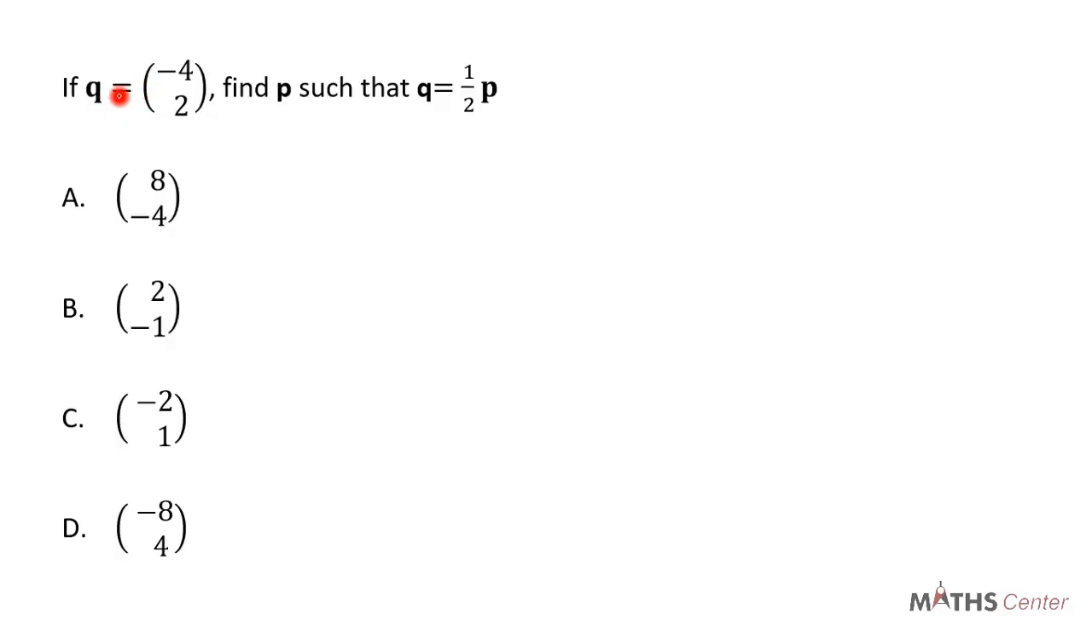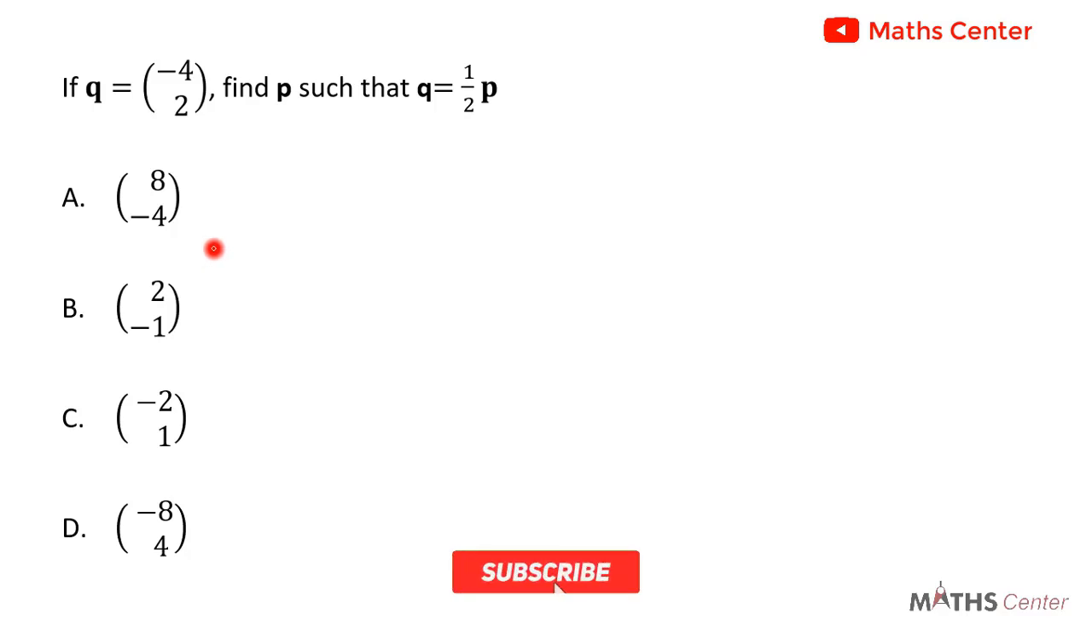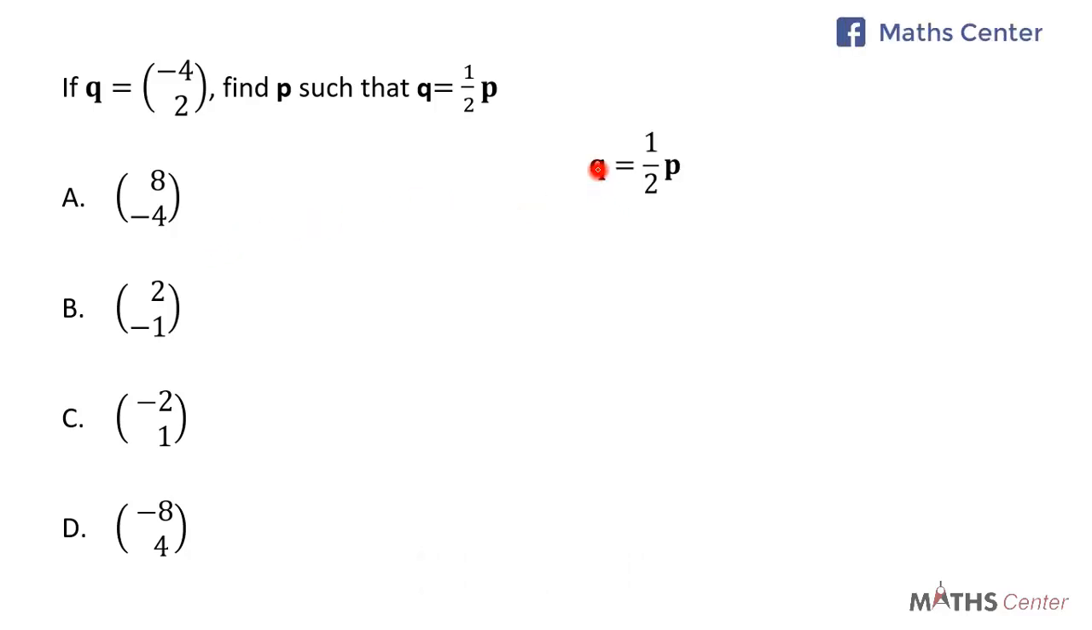If K is equal to (-4, 2), find P such that K is equal to half of P. This is a multiple choice question, and so we will solve the question, and after that we will pick the correct option. The equation given to us is K is equal to half of P.